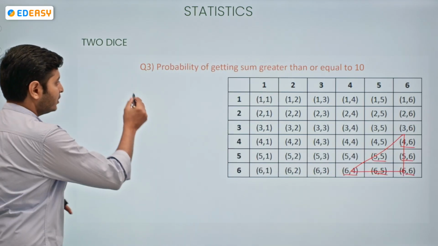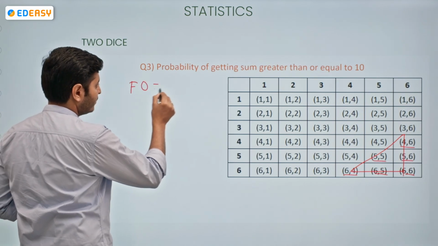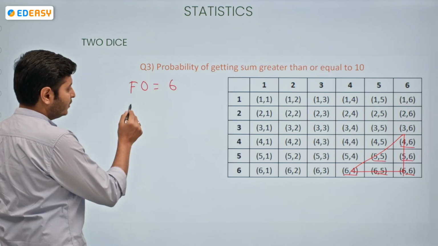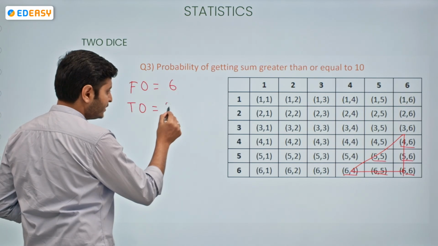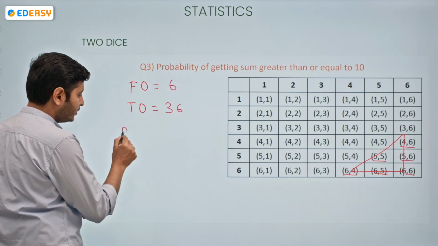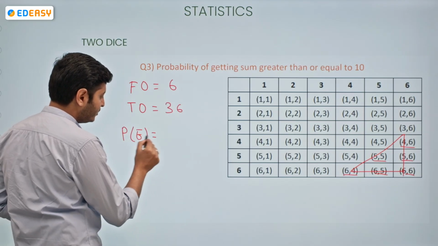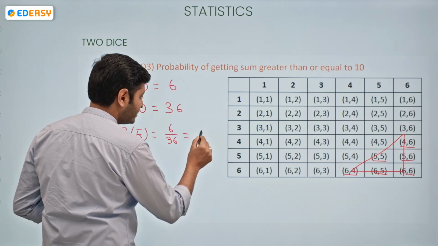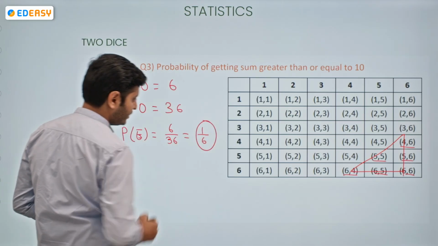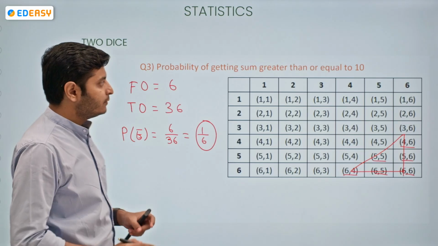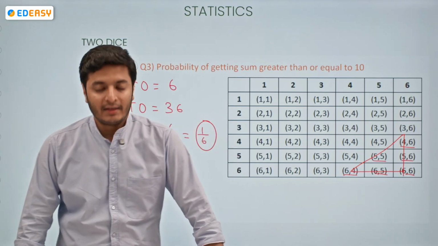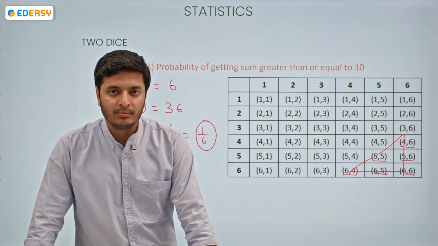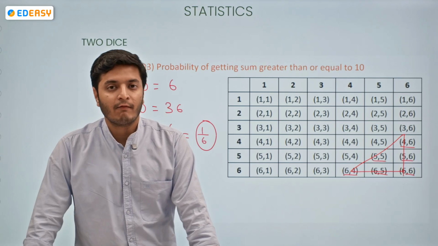So favorable outcomes again 6, out of total outcomes, 36 only. So the probability of this event is 6 by 36, and we can simplify this further as 1 by 6. So the probability of getting values which sum to greater than or equal to 10 is 1 by 6.